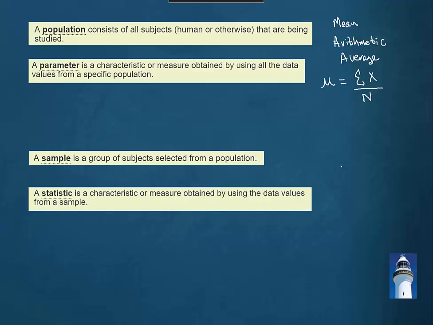However, if that mean that we are going to calculate comes from a set of data that is a subset of a population, or in other words, a sample, then the symbol that we would use is X bar. The formula is the same. We're still going to add up all of the data values in the data set and then divide by the number of data values that we have, or in other words, the size of the set. And we will typically use the lowercase n to represent a sample size.